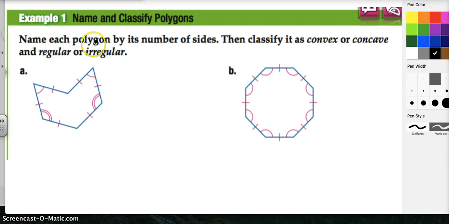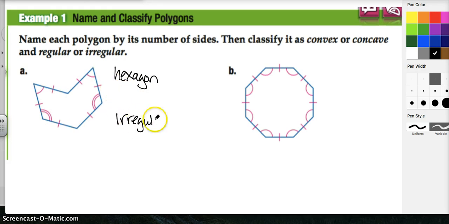All right, so here in example 1, we're going to name and classify the polygon. So the first thing we're going to do is name the polygon by the number of sides, and then we're going to classify it as convex or concave, and then regular or irregular. As I look at this one, I notice that it has 1, 2, 3, 4, 5, 6 sides. A six-sided figure, if you remember from the brief look back there, is a hexagon, and we recognize that it has all equal sides, but it does not have all equal angles, as the figure indicates here. So it is not regular, it will be irregular.